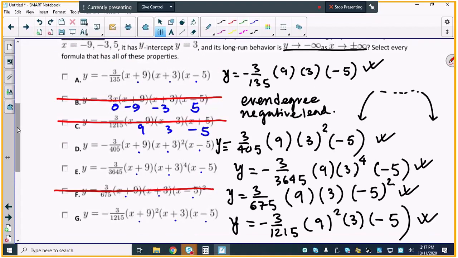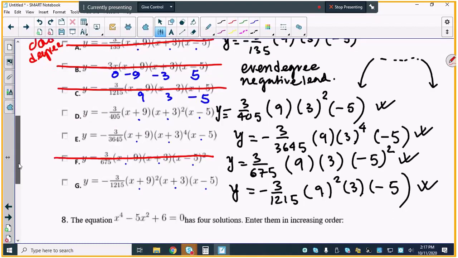Then we're going to talk about the even degree. How much is the degree of the first one? Well, see, the degree is 1 plus 1 plus 1, so the degree is 3. So that's odd, so cannot be my situation. So this is odd degree and cannot be my situation, so I have to strike this one out as well. So now we have only 3 competitors.